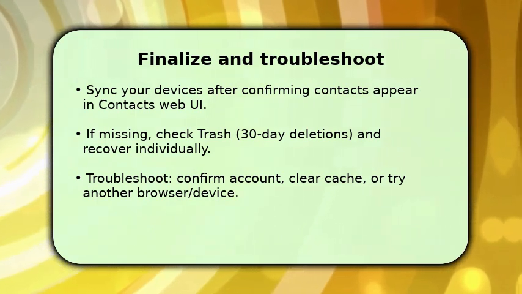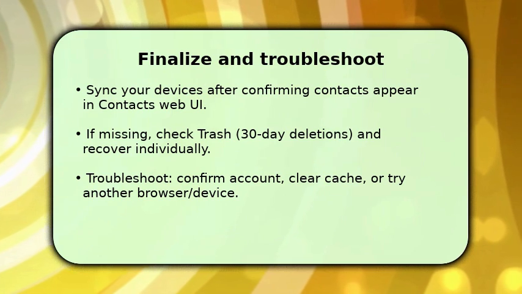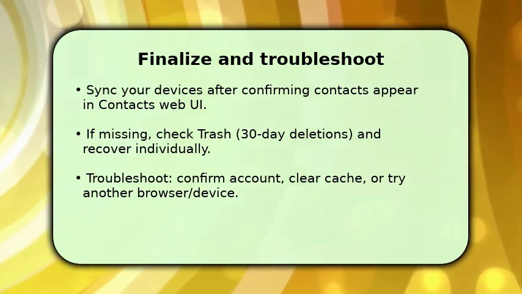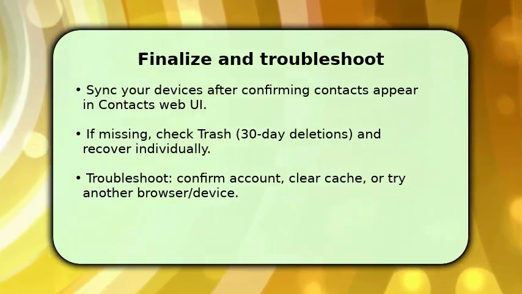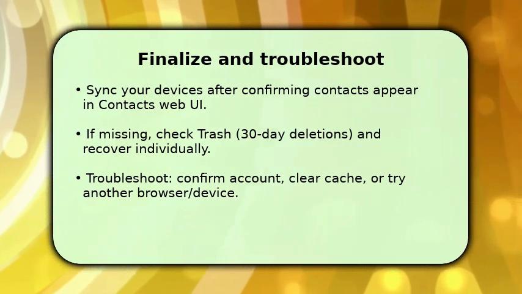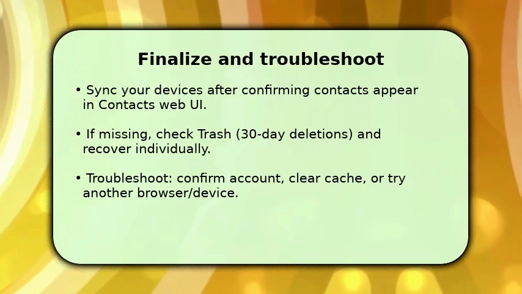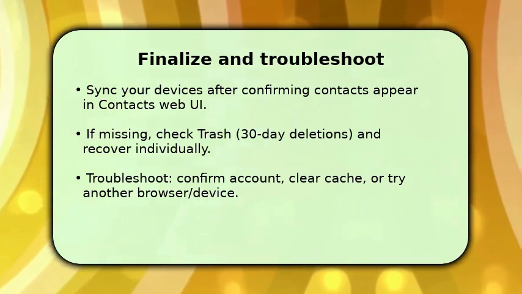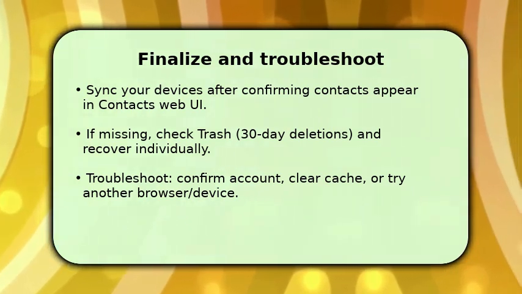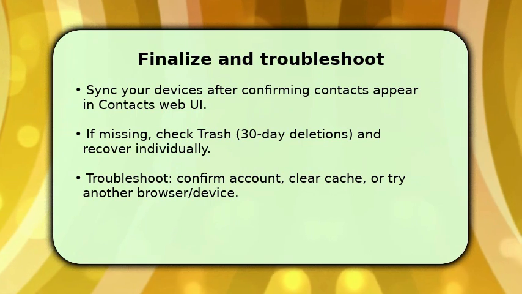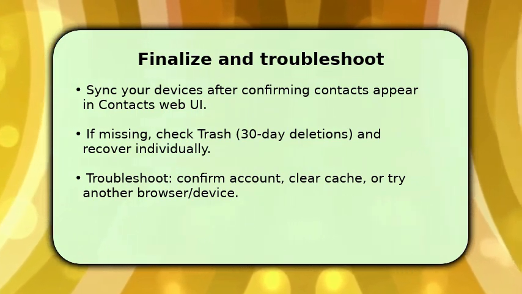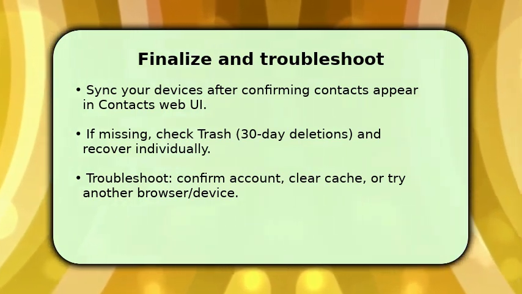If some are still missing, open Trash in Contacts to restore items deleted within 30 days. If Restore fails, clear your browser cache or try a different browser or incognito window so extensions don't interfere. Finally, confirm you use the exact Google account. Wrong accounts are the most common cause of missing contacts. If all else fails, contact Google support.